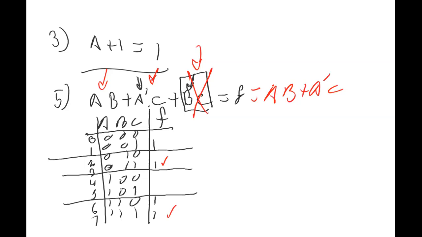So, Professor, the reason why we got rid of BC was because it just gave us answers that we already have? Yep. It didn't help us to fill out the truth table with any additional ones. Therefore, BC must have been redundant. Okay, thank you.